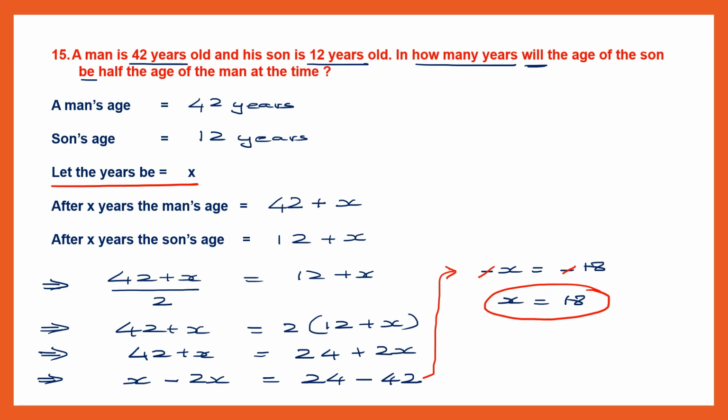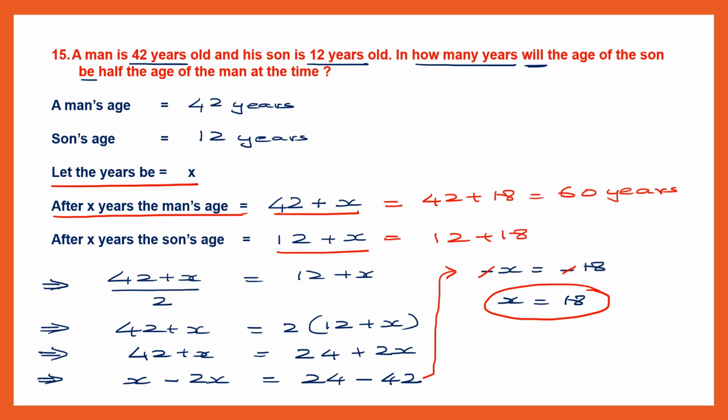Now let's check this with the question. So after 18 years, the man's age is 42 plus x, that is 42 plus 18. 42 plus 18, that means he becomes 60 years old after 18 years. Now let's see the son's age. The son is 12 plus x. So 12 plus 18, which is 30 years.